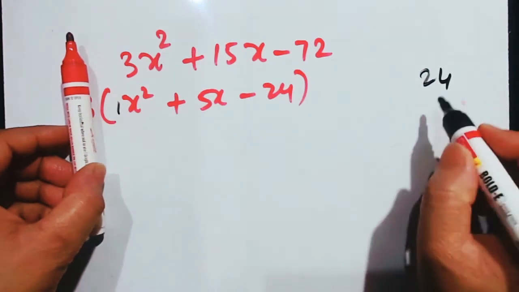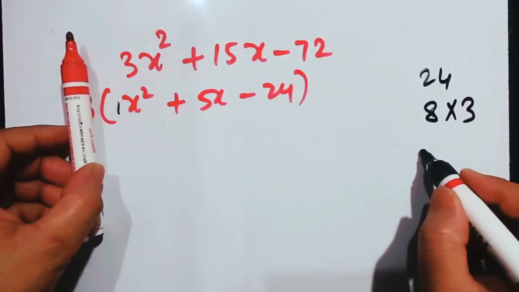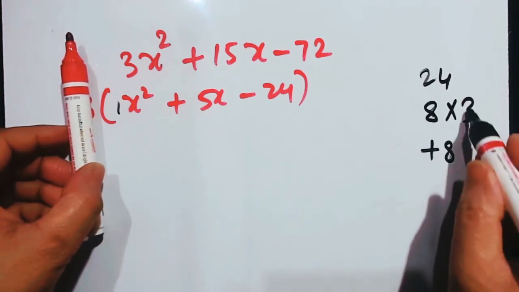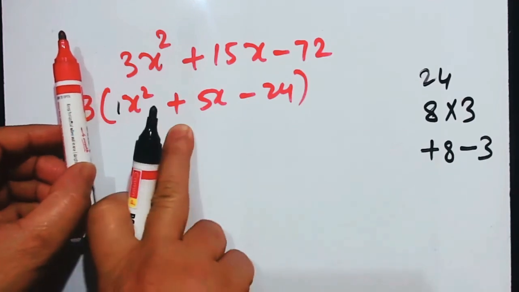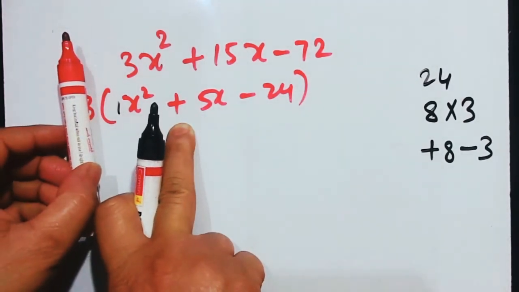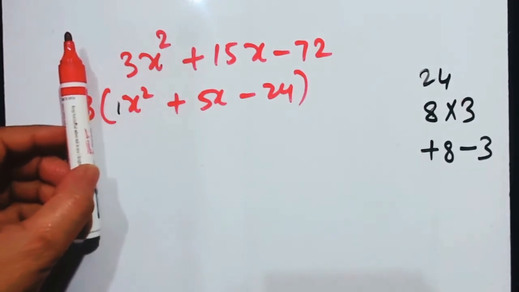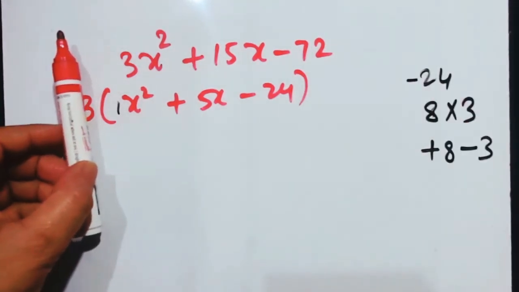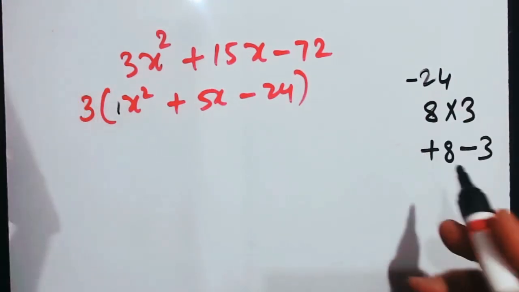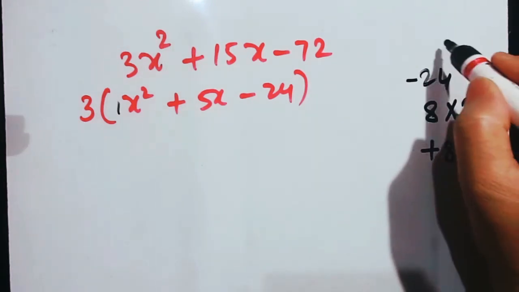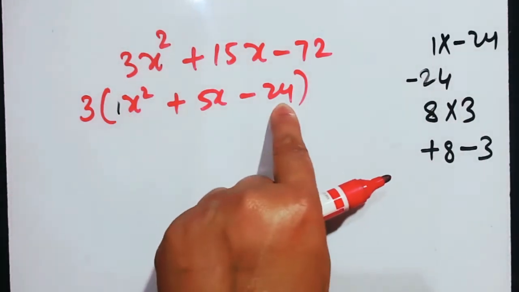isn't it? So let us see. 8 3s are 24. So 8 3s are 24, plus 8 and minus 3 will give you plus 5x or plus 5. Not only that, on multiplying 8 into minus 3, you will get here minus 24. From where did you get minus 24? You got minus 24 on multiplying 1 and minus 24. 1 and minus 24 means the first term and the last term.